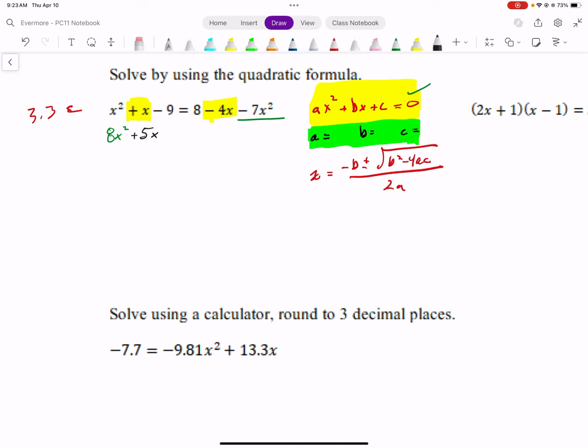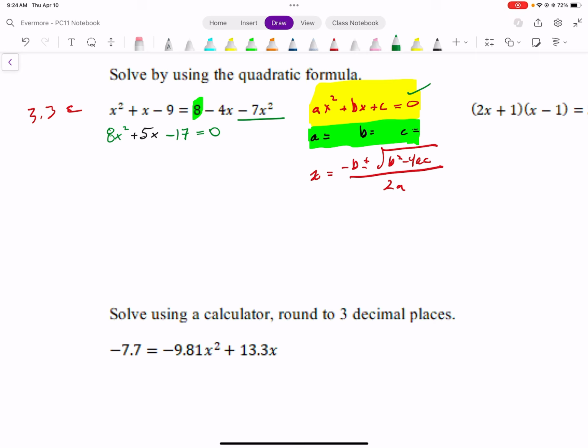So I have 5x on the left-hand side. Last but not least, I have my constant 8. I would like to get rid of this 8 on the right-hand side, so I'm going to move it over to the other side, and I'm going to subtract 8 from both sides. So there we have it. There's my equation in standard or general form.